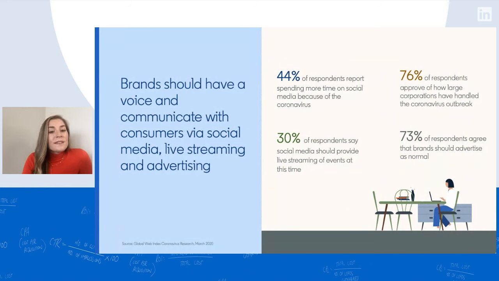Brands should have a voice and communicate with consumers via social media, live streaming, and advertising. People are really hungry for this type of content right now. 44% of respondents report spending more time on social media because of the virus. 30% are saying that social media should provide live streaming of events at this time. As you can all imagine, we're all working from home. Live streaming is so important right now. 76% of respondents approve of how large corporations have handled the outbreak. And 73% of respondents agree that brands should advertise as normal.